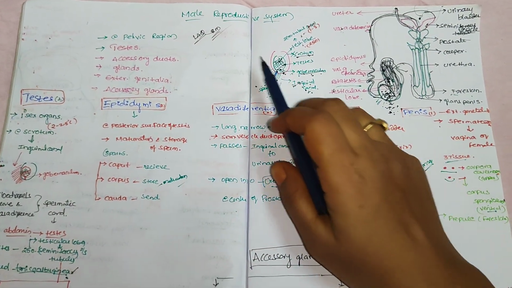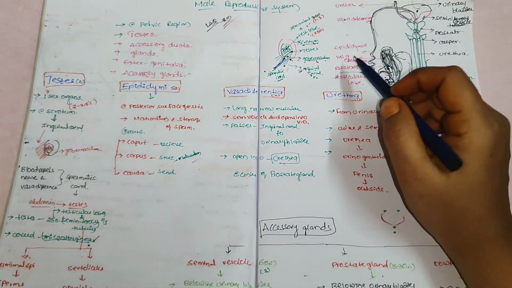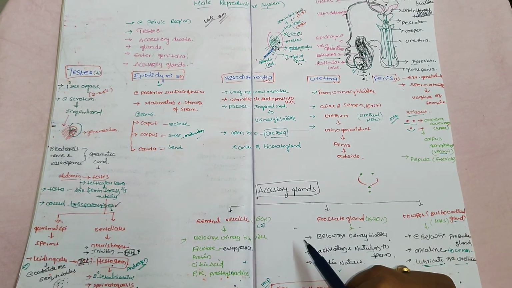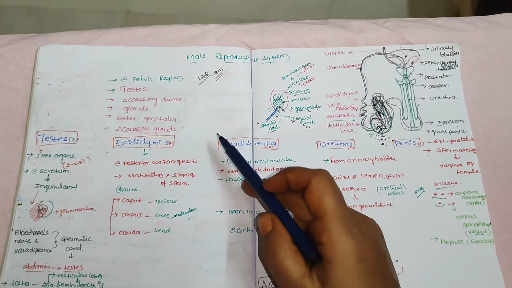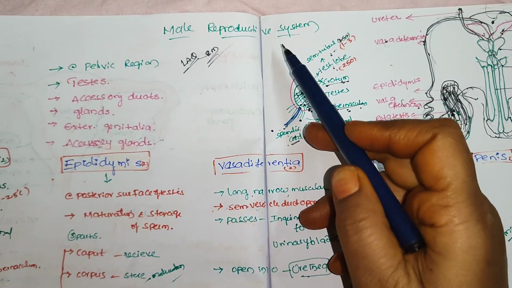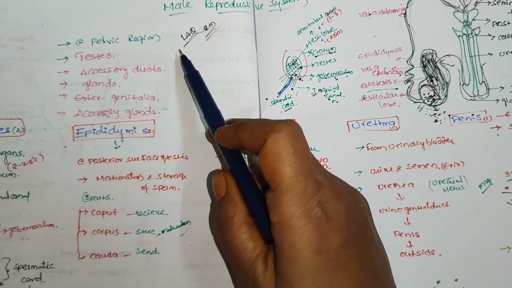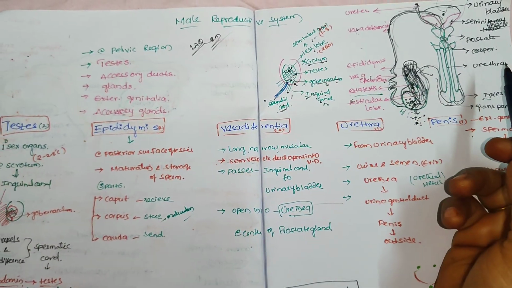Hello everyone, the topic is the male reproductive system. This is very important in the IPE long answer question for 8 marks. The male reproductive system is located in the abdominal or pelvic region of the male organism.